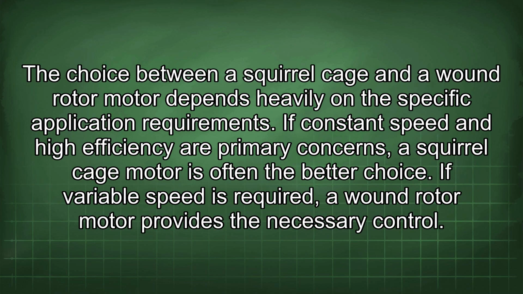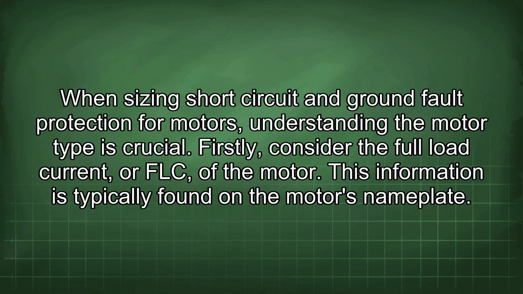The choice between a squirrel cage and a wound rotor motor depends heavily on the specific application requirements. If constant speed and high efficiency are primary concerns, a squirrel cage motor is often the better choice. If variable speed is required, a wound rotor motor provides the necessary control. When sizing short circuit and ground fault protection for motors, understanding the motor type is crucial. Firstly, consider the full load current, or FLC, of the motor. This information is typically found on the motor's nameplate.